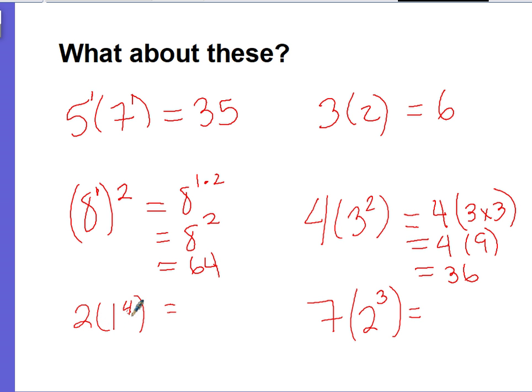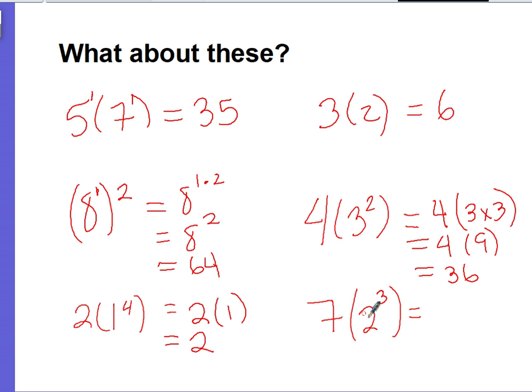2 times 1 to the 4th power. Well, again, I learned earlier that I have to do the parentheses first. And since 1 is raised to the 4th power, we learned earlier that any time that 1 is raised to any power, that's just 1. So what does this mean? This is really just 2 times 1. And what is 2 times 1? That's 2. So something that looks complex is really actually pretty easy.